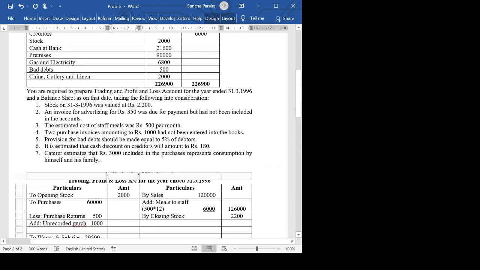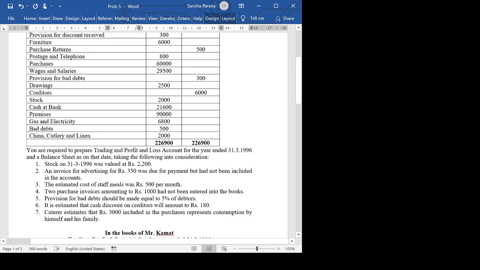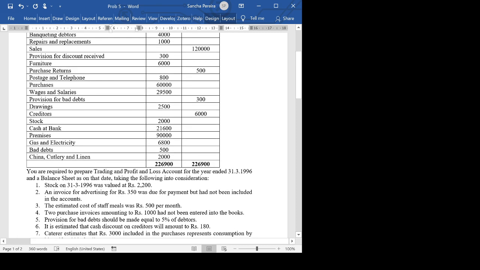And then it is estimated that cash discount on creditors will amount to rupees 180. Now what is happening here? What they're saying is that this year they're going to get a cash discount of 180 from the creditors. Now if you see this here, we already have a provision for discount received. This is the old provision because it's given in the trial balance. It's not a provision that's created this year. Okay, it's an old provision.